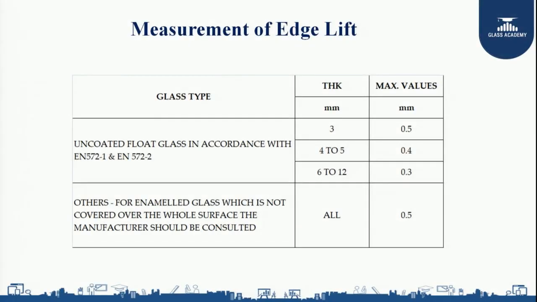You can see the edge lift values as per the tolerances or the standards. If my glass is a float glass and my glass thickness is 3 mm, the maximum value of edge lift allowed is 0.5 mm. If my glass thickness is between 4 to 5 mm, the maximum allowed edge lift is 0.4 mm. If my glass thickness is between 6 to 12 mm, the maximum allowable edge lift is 0.3 mm. And for the enamel glasses, it is 0.5 mm.